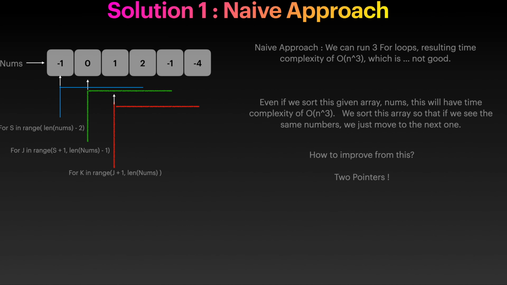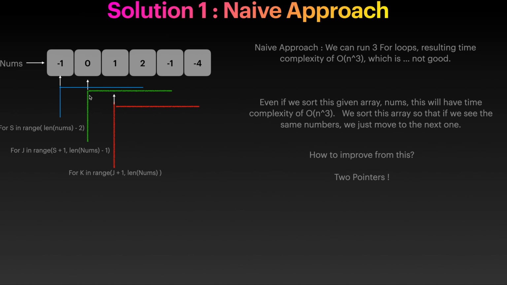If you can see here, we have three for loops going on. Our first for loop is denoted by this blue color. Notice that typically we have length of nums, but in this case we have length of nums minus 2. That means our s will be going from here, the 0 index, all the way to here. So that corresponds to length of nums minus 2.